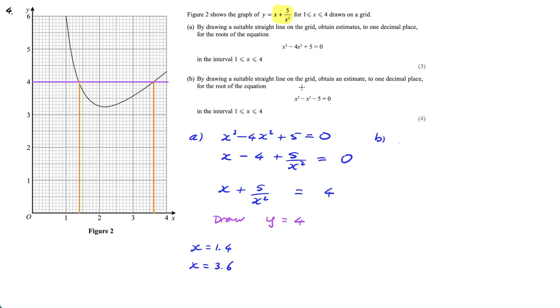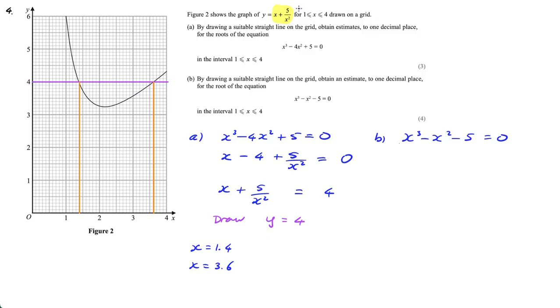Okay, part B. By drawing another suitable straight line on the grid, obtain an estimate to 1 decimal place for the root of this equation in this interval. Okay, so this is quite similar to this. So, let me just start again, guys. I think this is the way to go. So I'm going to go x cubed minus x squared minus 5 equals 0.